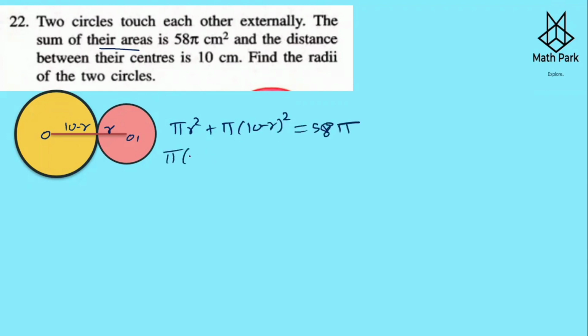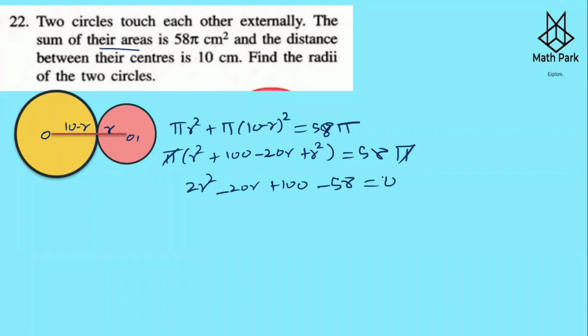So taking pi common, we have r square plus 10 minus r whole square, which is going to be 100 minus 20r plus r square, is equal to 58. This pi gets cancelled. So we have 2r square minus 20r plus 100 minus 58. This 58 goes here, is equal to 0. So we have 2r square minus 20r plus 42 is equal to 0. Dividing throughout by 2, you get r square minus 10r plus 21 is equal to 0.